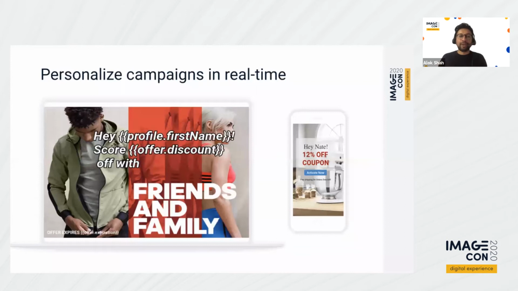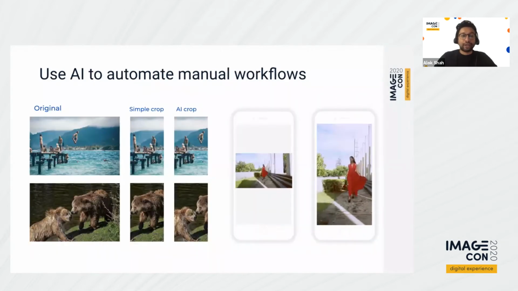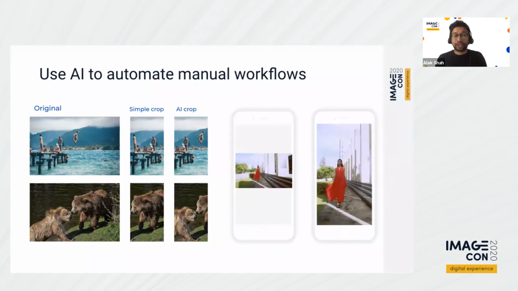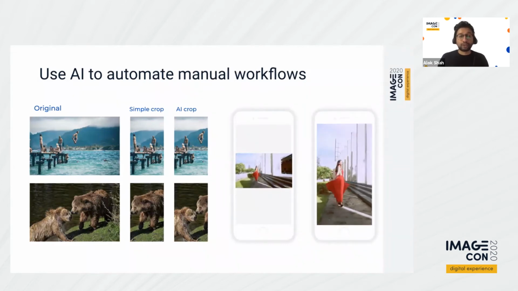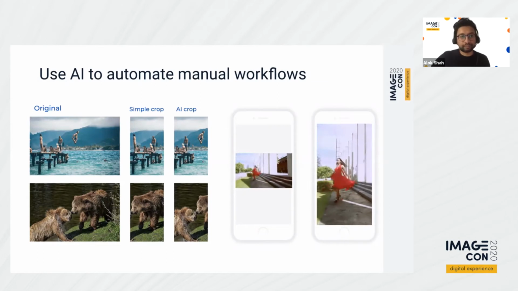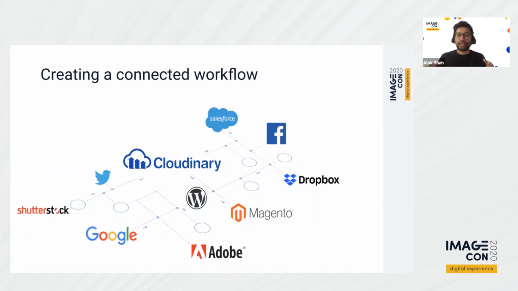Other aspects of being dynamic include personalization of assets in real time for a faster moving world, and then using AI to deliver engaging experiences across all of the channels: web, mobile, and social. And then creating a connected workflow by integrating all of your systems in the technology stacks, including different upload sources or your e-commerce platform or your content management system, which is possible only through robust APIs.